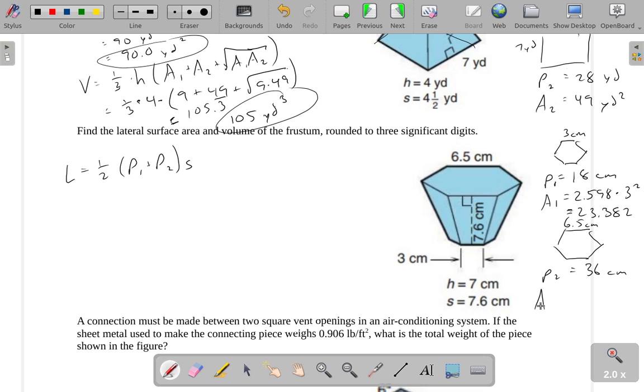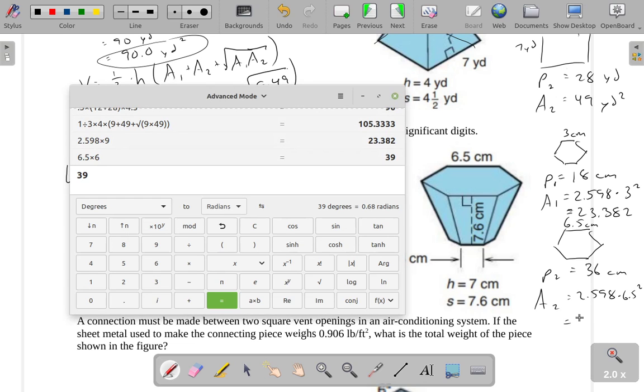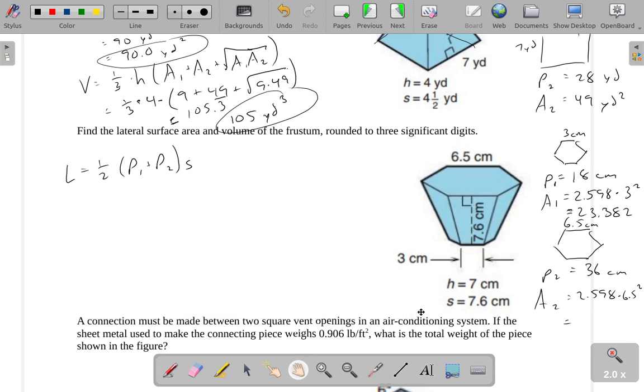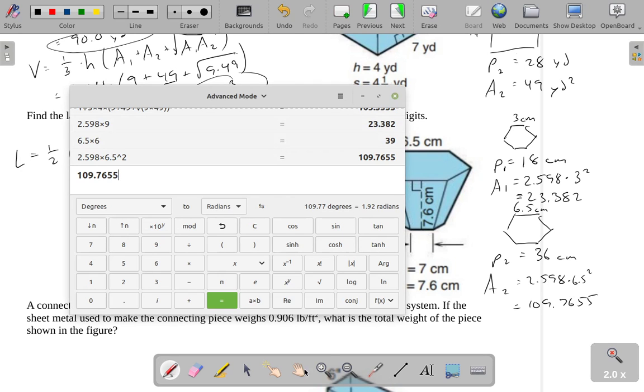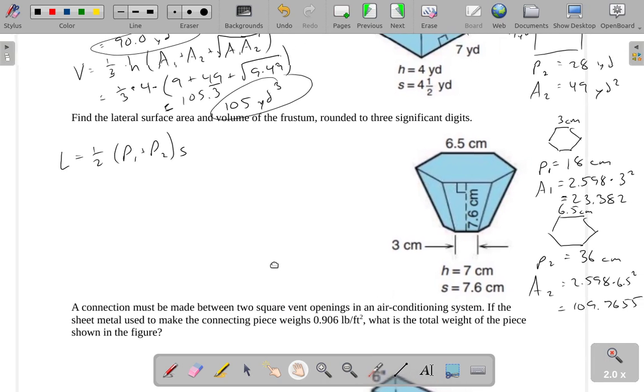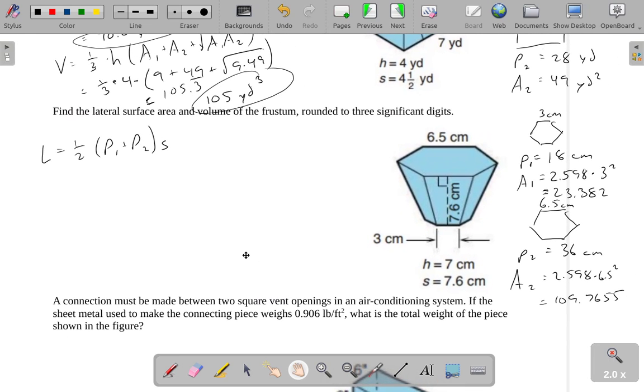And the area of this one, again, is 2.598 times 6.5 squared, which is 109.7655. So those are the perimeters and the areas that I'm going to need.